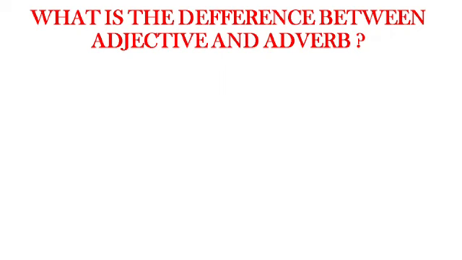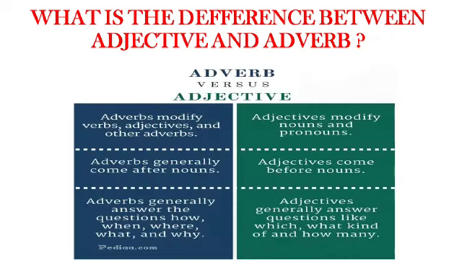What is the difference between adjective and adverb? Adverbs modify verbs, adjectives, and other adverbs, while adjectives modify nouns and pronouns. Adverbs generally come after nouns, while adjectives come before nouns. Adverbs generally answer the question how, when, where, what, and why, while adjectives generally answer questions like which, what kind of, and how many.